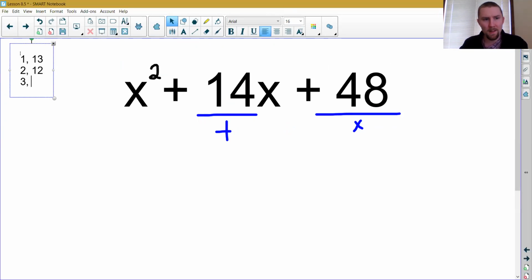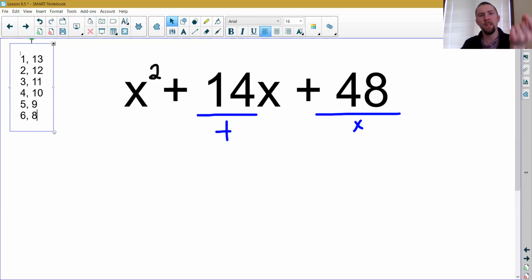What about 3 and 11? 3 plus 11 would make 14. What's 3 times 11? That's 33. Okay, so I'm still looking for 48. How about 4 and 10? 4 plus 10 is 14, but 4 times 10 is 40. How about 5 and 9? 5 plus 9 is 14. 5 times 9, that was only 45. But we're getting closer. How about 6 and 8?